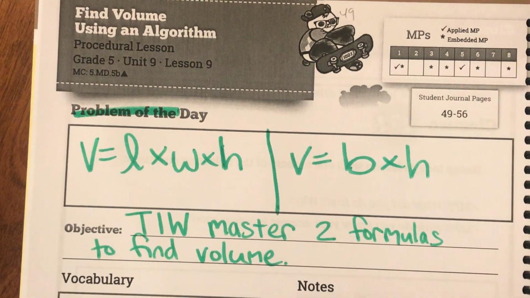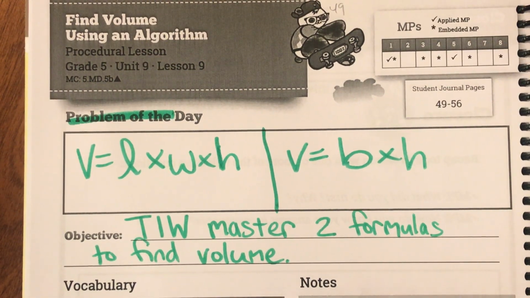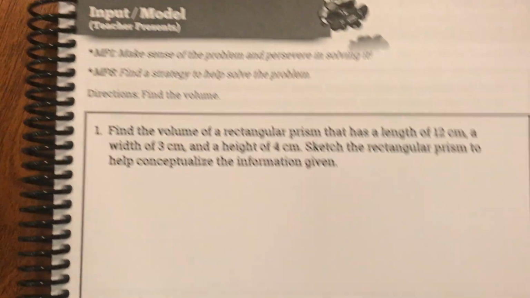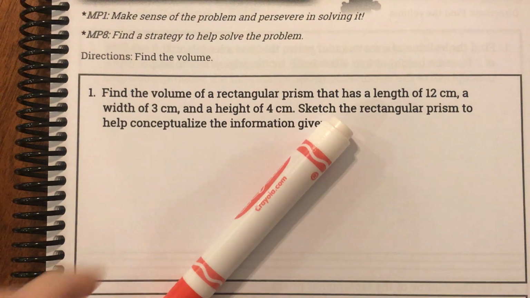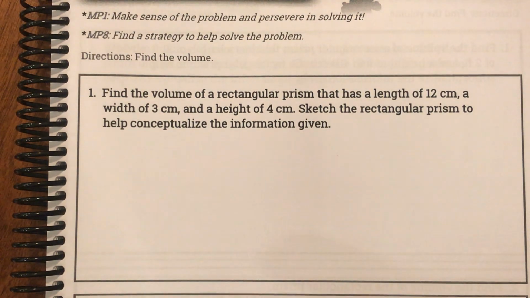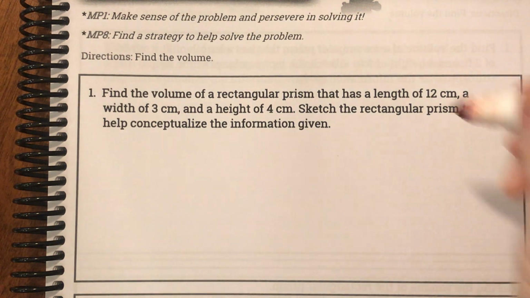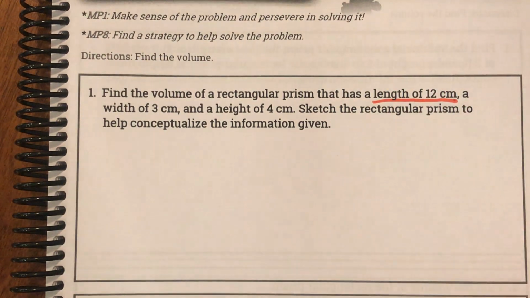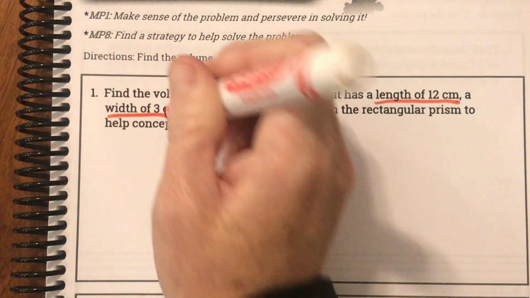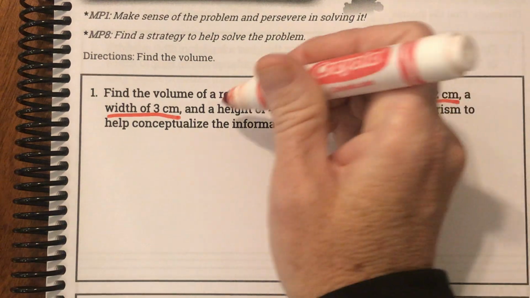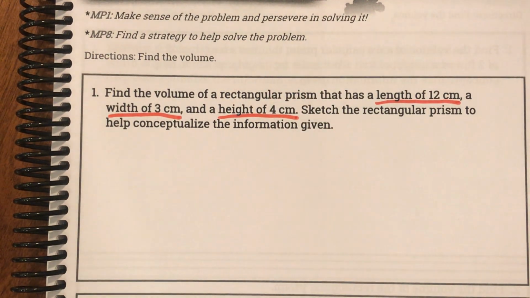Okay, we are going to notice our problems are going to get a little trickier though since it's day 4. All right, turning our book. Here is my first problem in red, so you can put your pencil down and just watch. Okay, find the volume of a rectangular prism that has the length of 12 centimeters, a width of 3 centimeters, and a height of 4 centimeters.